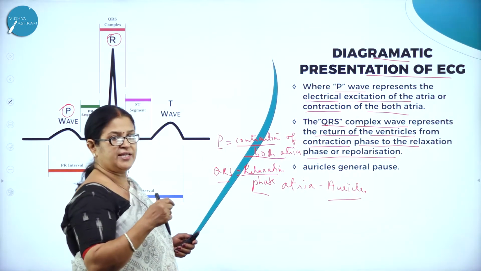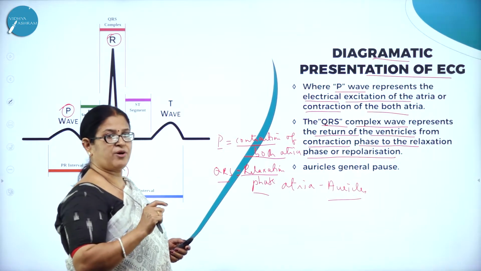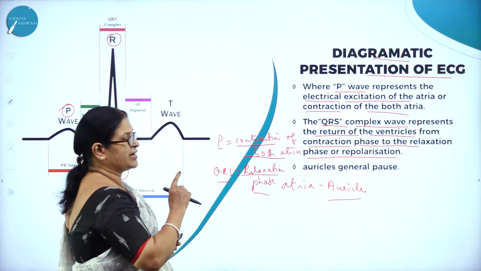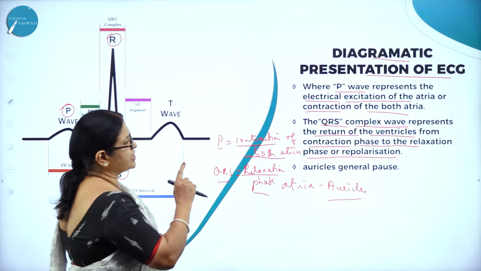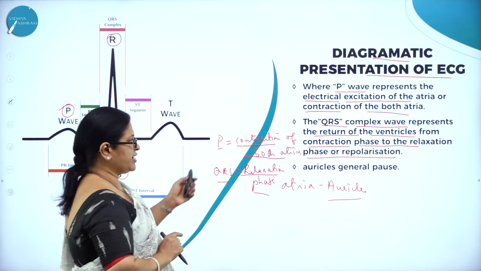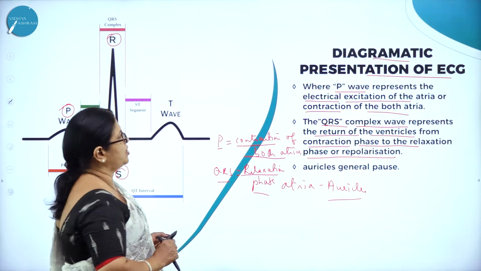So how do we analyze the graph of the ECG? It records the electrical activity of the heartbeat, where the P wave represents the electrical excitation of the atria, or contraction of both atria. The QRS complex wave represents the return of the ventricles from the contraction phase to the relaxation phase, or repolarization, and there is a general pause.